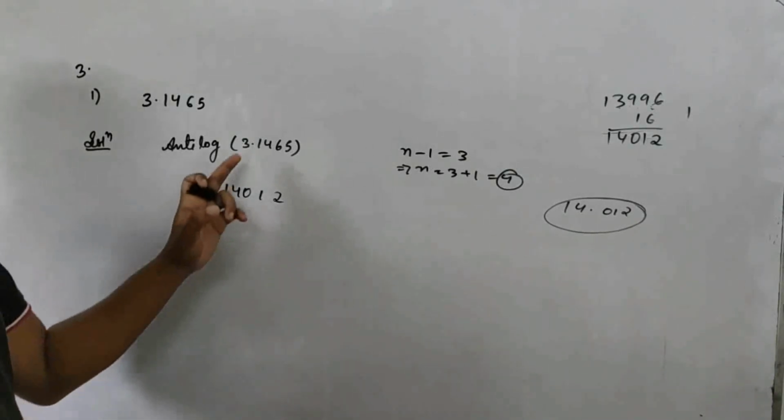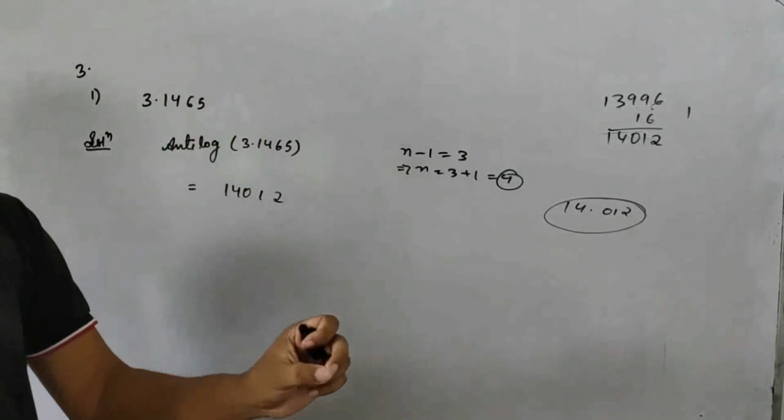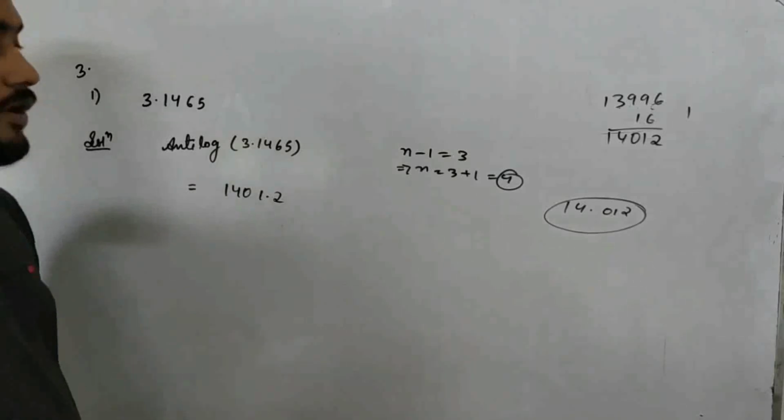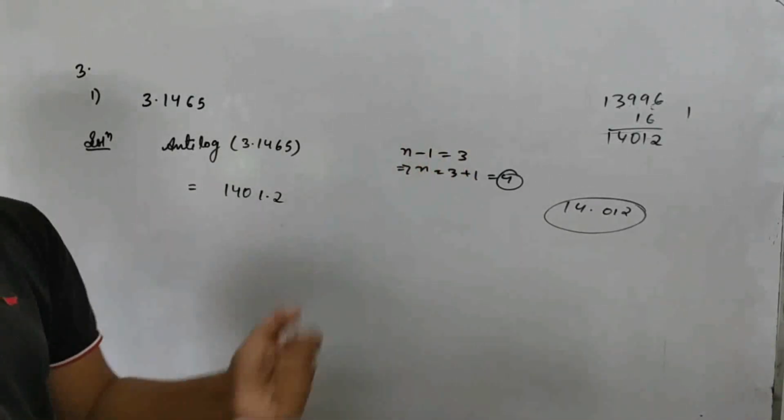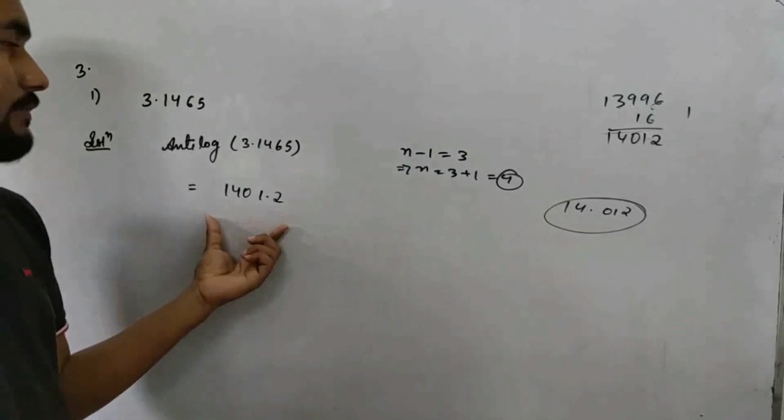Now the decimal, you have to think about when 3 will happen. 3 will come if the point is over here. Or you can solve it like that also: n minus 1 equal to 3. So this way we will do anti-logarithm.